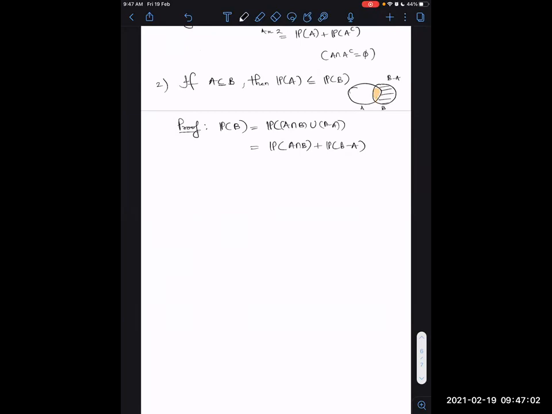So what is the probability of A intersection B? We need a comparison between the probability of A and the probability of B. So here we have A intersection B. Can someone tell me what this would be?